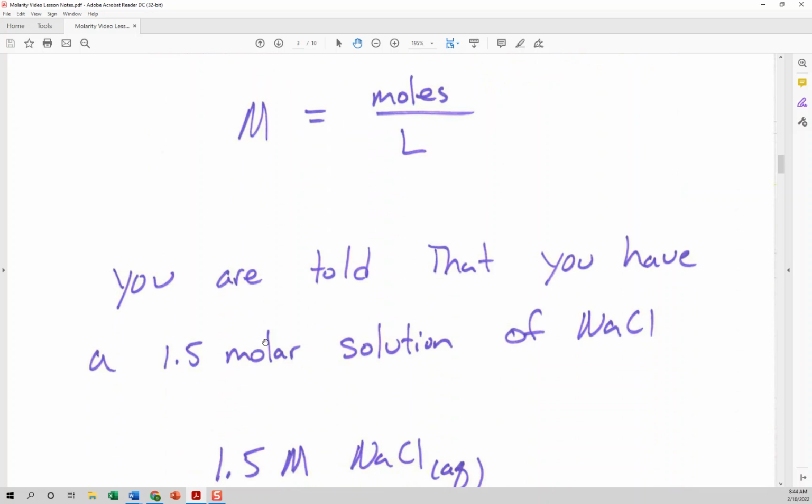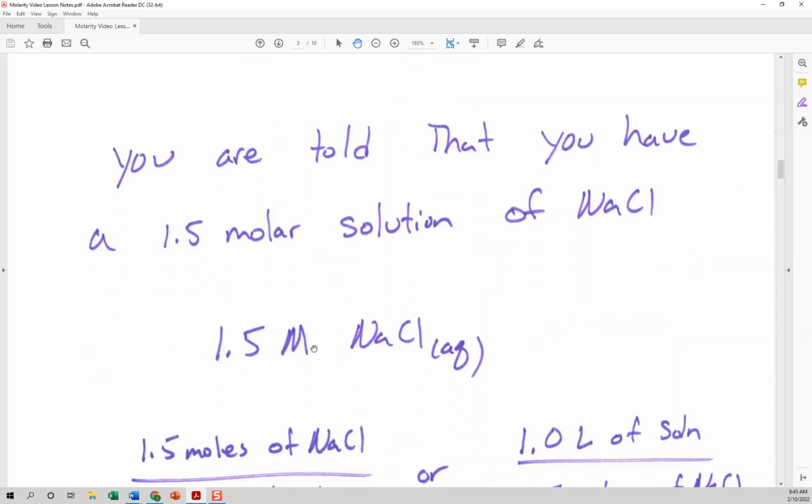So let's say you were told that you have a 1.5 molar solution of NaCl. First of all, understand that word molar is just short for molarity. So they're telling you you have a solution of sodium chloride, and that's the molarity, 1.5 molar. So another way to be given that same measurement is you could say 1.5 capital M. That capital M means molarity of a sodium chloride aqueous solution, right?